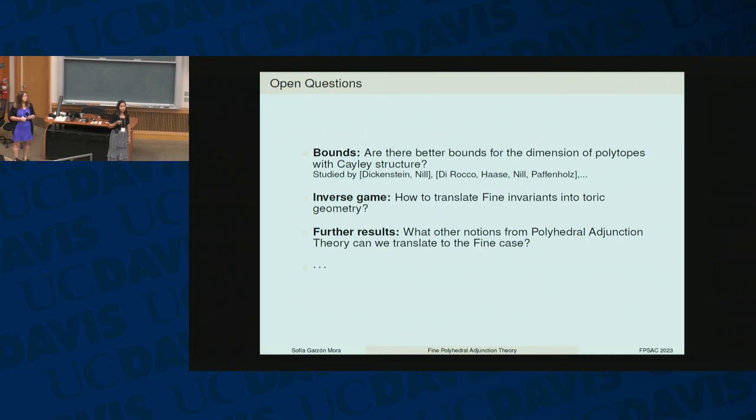And I'm also pretty sure that in lower dimensions, this bound that you get from the fine case and the normal case is pretty close. So that might also be tight in that case. But maybe in higher dimensions, it differs a little bit.